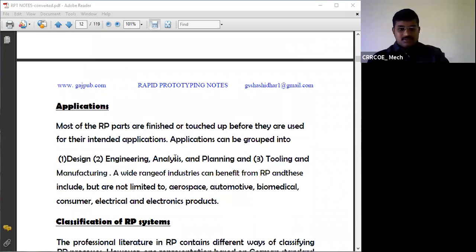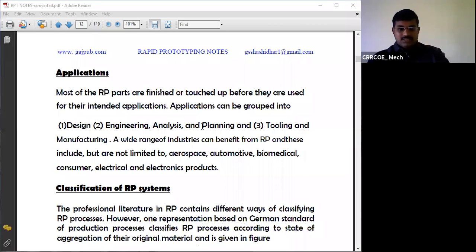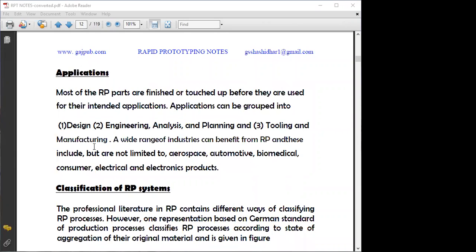So here, briefly they have given that most of the RP parts are finished and touched up before their intended applications. Here they have classified briefly into 3 categories. One is design, that is engineering, analysis and planning. The third one is tooling and manufacturing.